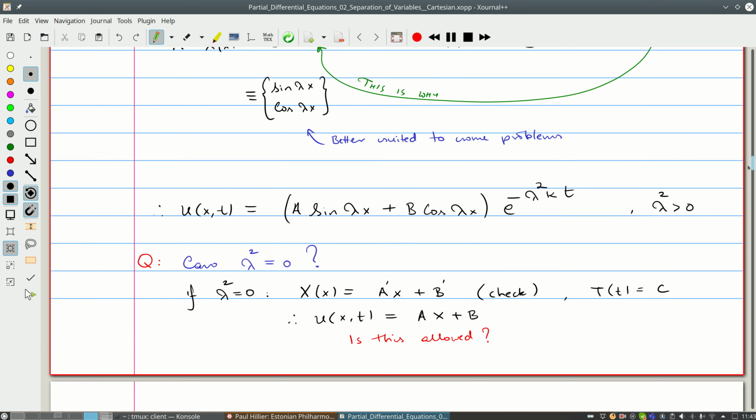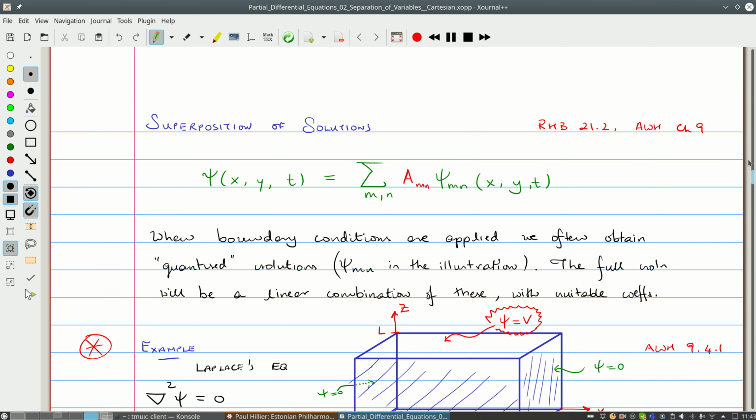But now we'd like to look at a way of getting a full solution, and this is going to be our first example where we actually find the entire solution through a superposition of solutions. So what is the superposition of solutions? It means we are going to solve for psi_mn and write down the full solution to the partial differential equation, including boundary conditions and the initial value condition, as a linear combination of these things with coefficients a_mn.